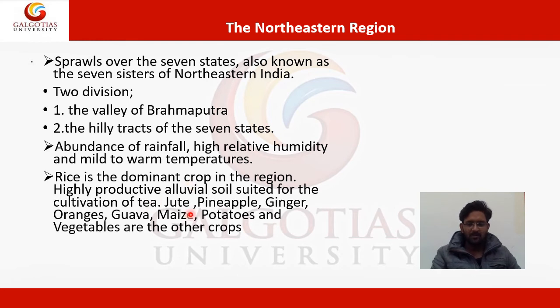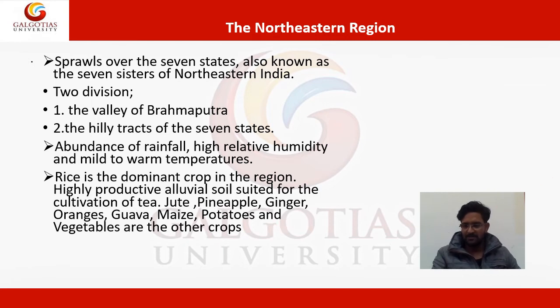And rice is the dominant crop in the region, with highly productive alluvial soil suited for the cultivation of tea. Tea is the important one. Jute, pineapple, ginger, oranges, guava, maize, potato, and vegetables. These are the main crops that are cultivated in these states.